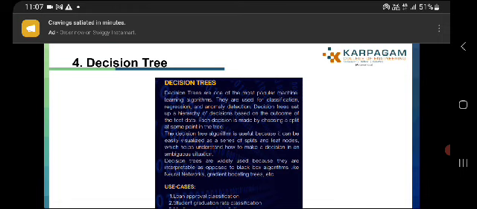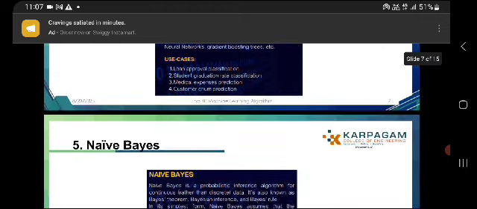Some real world applications of the decision tree algorithm are identification between cancerous or non-cancerous cells, suggestions to customers to buy a car or not, or whether students can buy a computer or not. So we can use this decision tree algorithm.